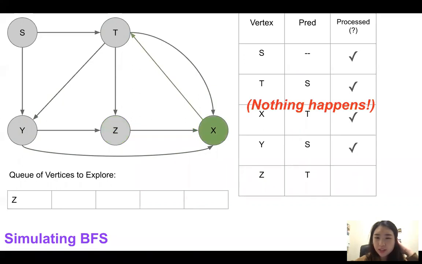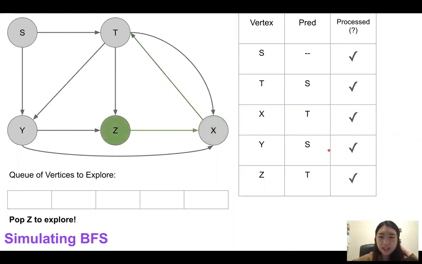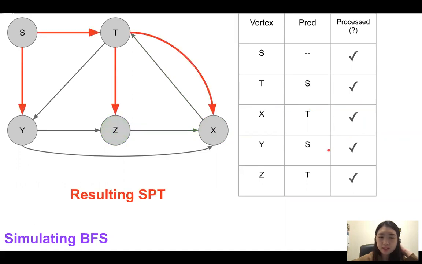One thing: you can clearly see that there's a cycle going on in this graph, right? It shows why processed is important, because if you have already seen a node, then you shouldn't go back. Otherwise, you get an infinite loop. So yeah, now everything is processed, and this is what it goes. And you can see the resulting SPT.